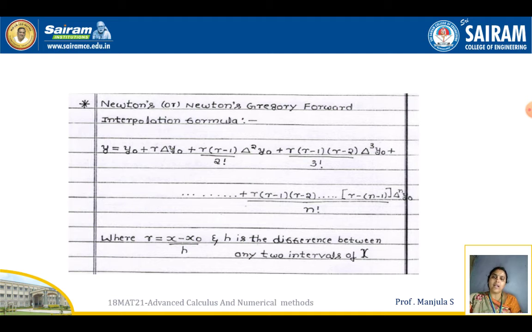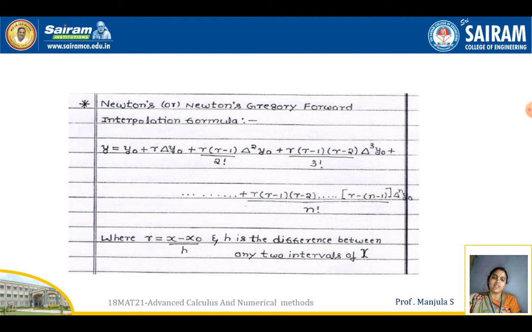Now two types of formula will come: one is forward and the other is backward. First we'll see the forward. Newton's Gregory forward interpolation formula is: y equals y0 plus r del y0 plus r into r minus 1 by 2 factorial del square y0 plus r into r minus 1 into r minus 2 by 3 factorial del cube y0 and so on up to the last term, where r represents x minus x0 by h.